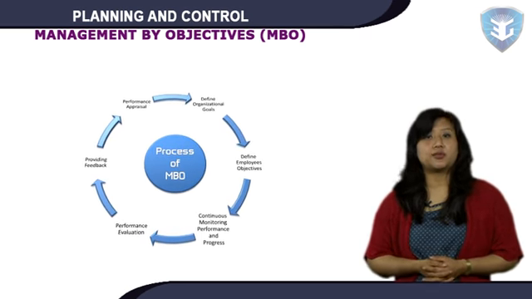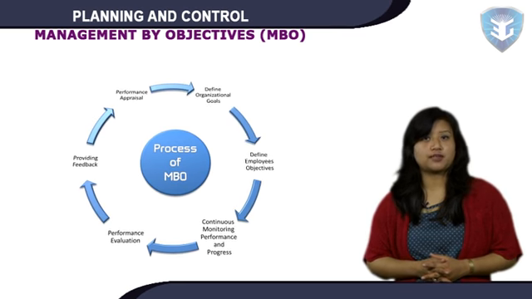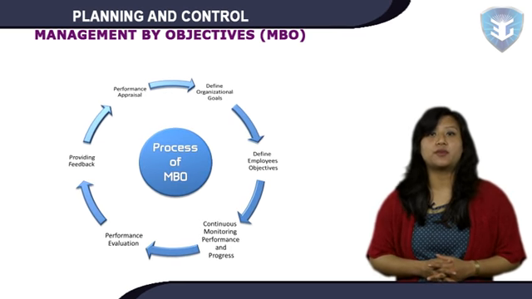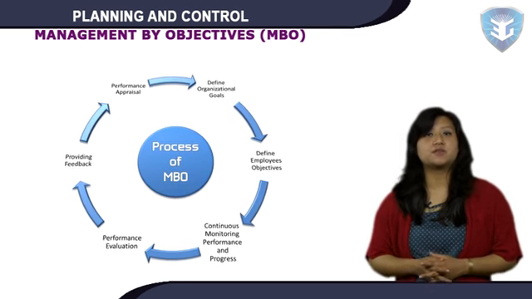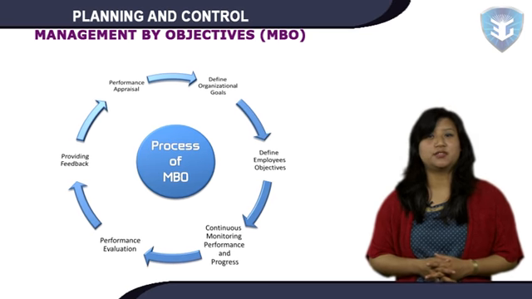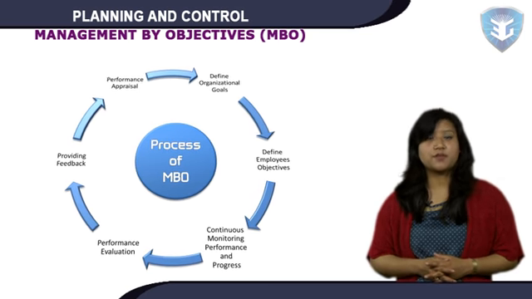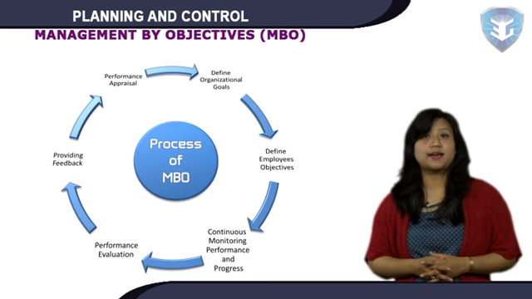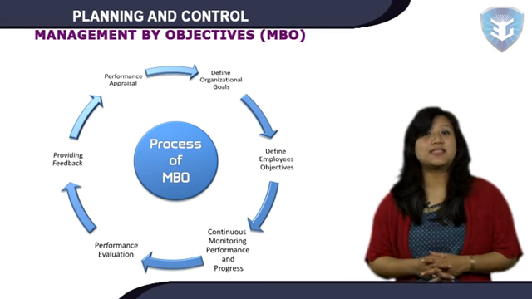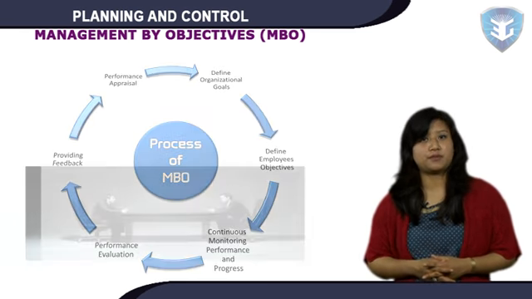According to George Odiorne, MBO is a process whereby superior and subordinate managers of an organization jointly define its common goals, define each individual's major areas of responsibility in terms of results expected of him, and use these measures as guides for operating the unit and assessing the contribution of each of its members.